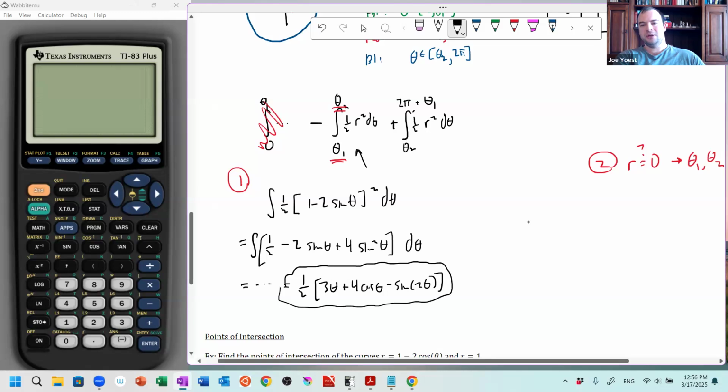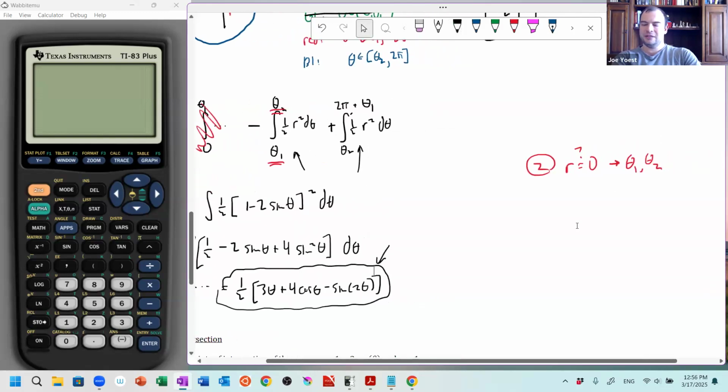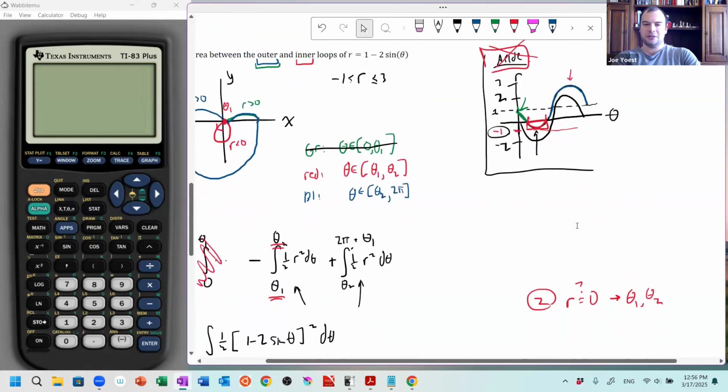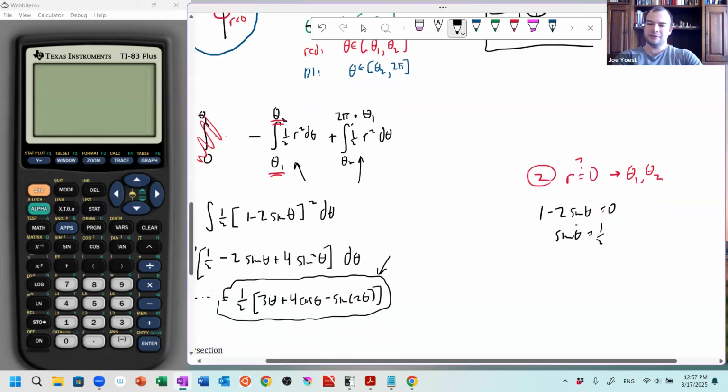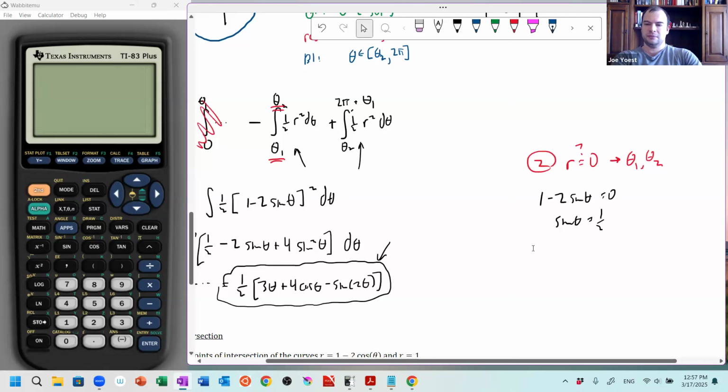So I'm going to want to evaluate these two integrals from theta 1 to theta 2, and theta 2 to 2 pi plus theta 1. And then when is r 0? Well, that's when 1 minus 2 sine theta equals 0. Well, that's when sine theta is 1/2. I know that I'm going to get a quadrant 1 and quadrant 2 solution to this. So theta 1 is going to be my quadrant 1 solution, and theta 2 my quadrant 2 solution.